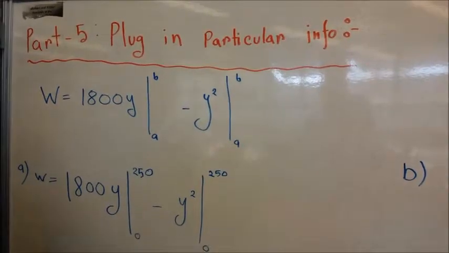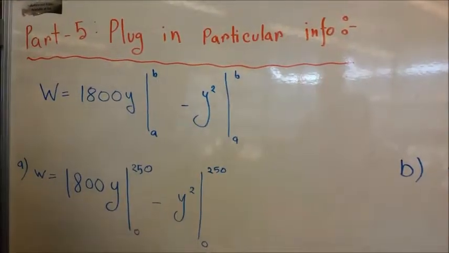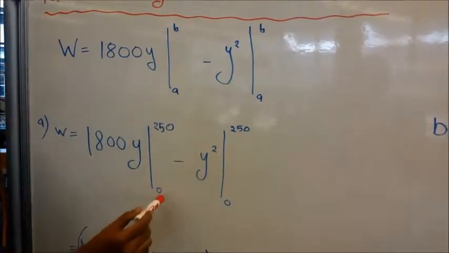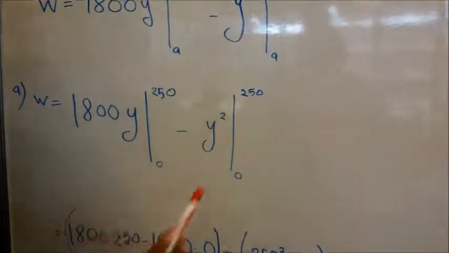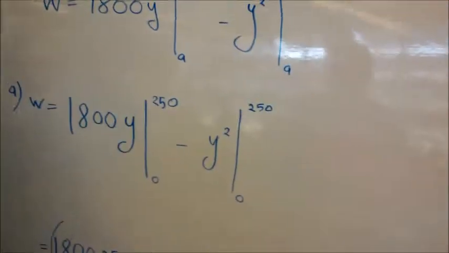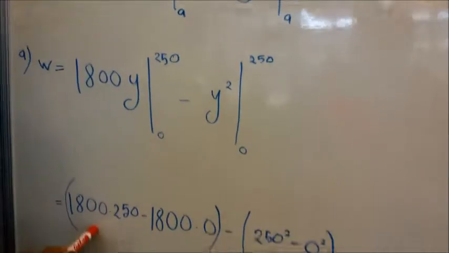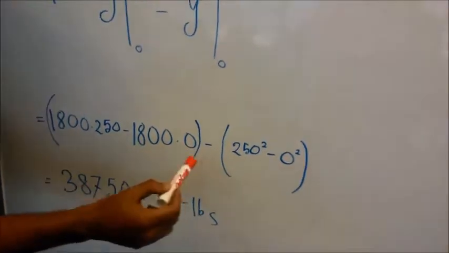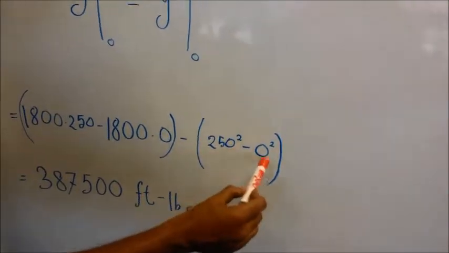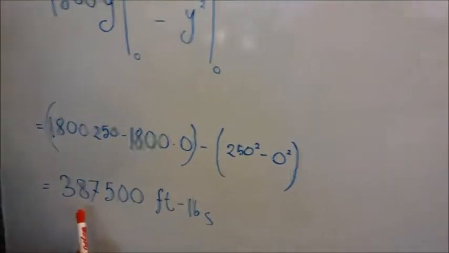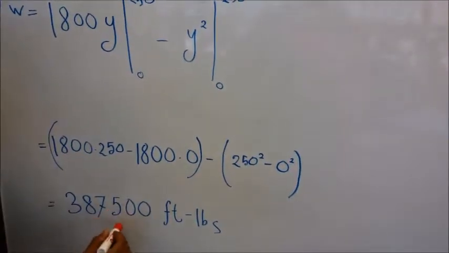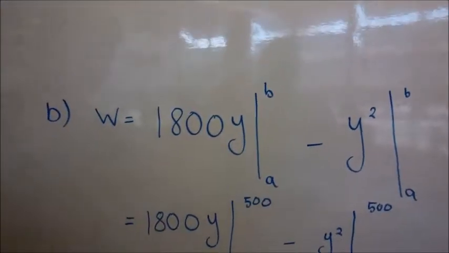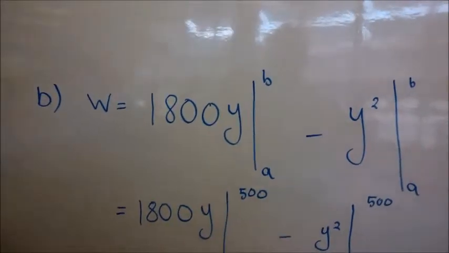Okay, in part 5, plug in particular information. So this is our general equation solved, and for A, our limit is going to be 0 to 250. And then we're going to be applying the fundamental theorem of calculus for both. So we get 1800 times 250 minus 1800 times 0, minus 250 squared minus 0 squared, and then we get 387,500 foot-pounds.